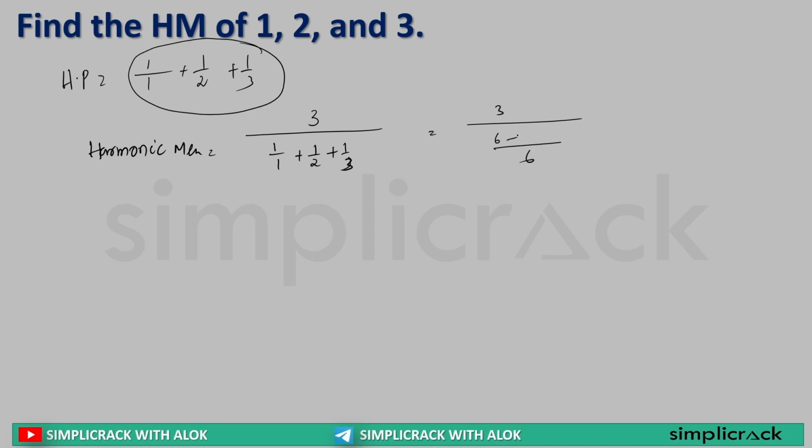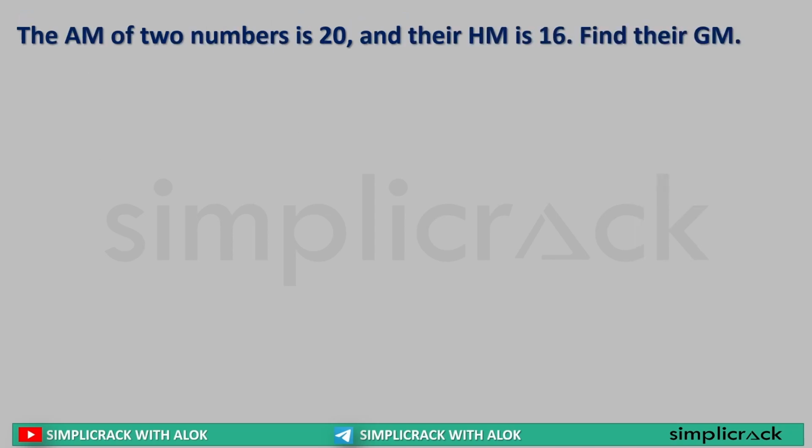So it can be written as 6 divided by 1 plus 6 divided by 2 plus 6 divided by 3, over 6, which is equal to 3 divided by 6 plus 3 plus 2, that is 11 by 6. Or it can be written as 3 into 6 by 11. It is equal to 18 by 11. This is the harmonic mean of 1, 2 and 3. Clear or not? Clear? So this is how you will be calculating everything.